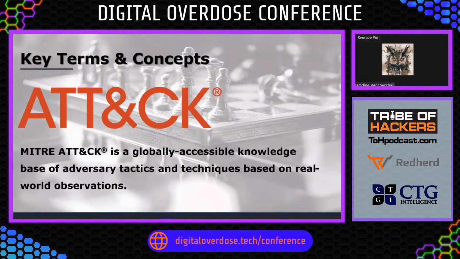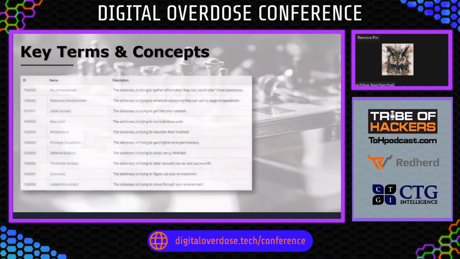The first one is the MITRE ATT&CK framework. From their website, the definition reads as so. The MITRE ATT&CK is a globally accessible knowledge base of adversary tactics and techniques based on real-world observations. In practice, what does it really mean? So basically, when we go to the website of MITRE ATT&CK, we are introduced with a table like this, describing a bunch of tactics that the attackers are using.